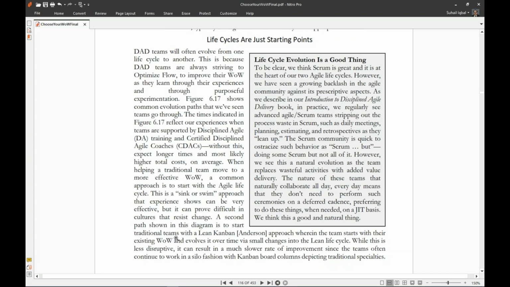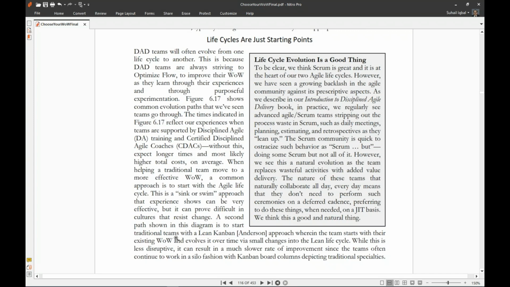The times indicated in Figure 6.17 reflect our experiences when teams are supported by Disciplined Agile training and certified Disciplined Agile coaches. Without this, expect longer times and most likely higher total cost on average when helping a traditional team move to a more effective WoW. A common approach is to start with the Agile life cycle. It is a sink or swim approach that experience shows can be very effective, but it can prove difficult in cultures that resist change.